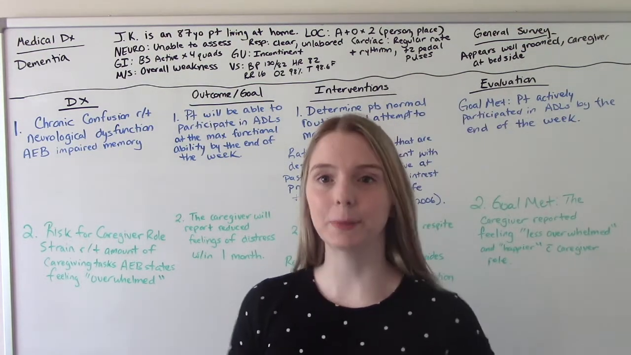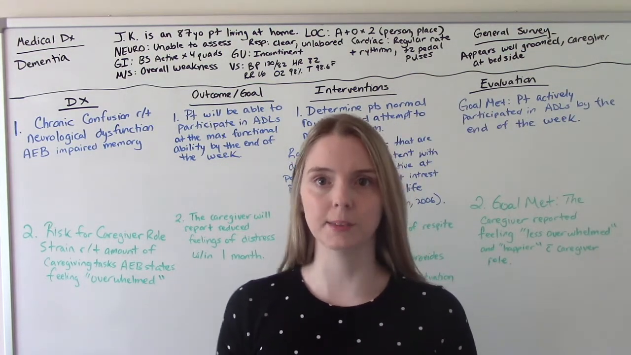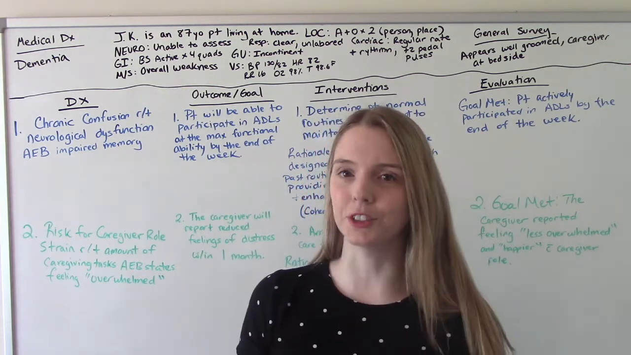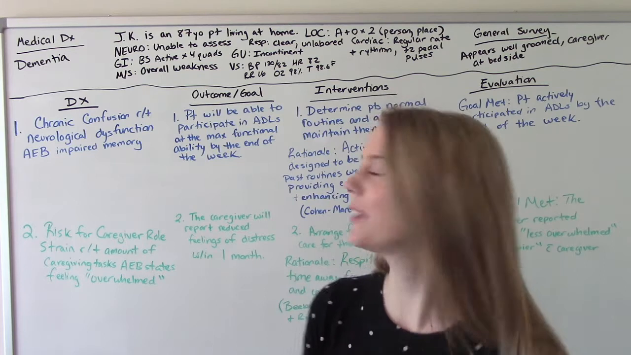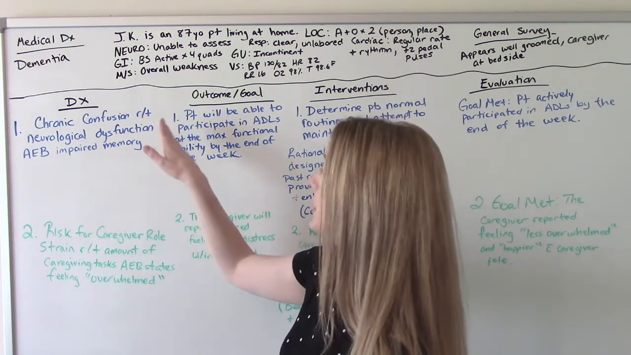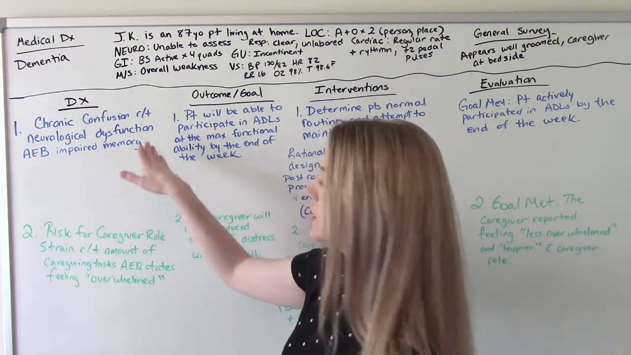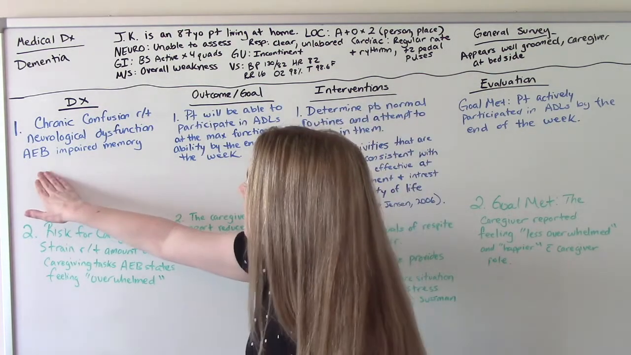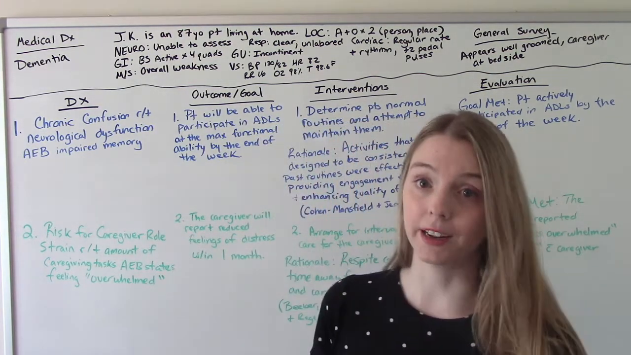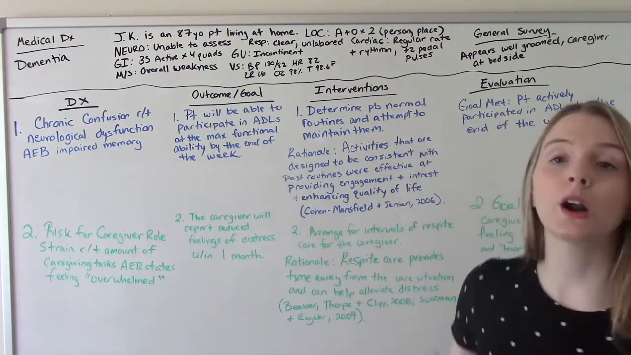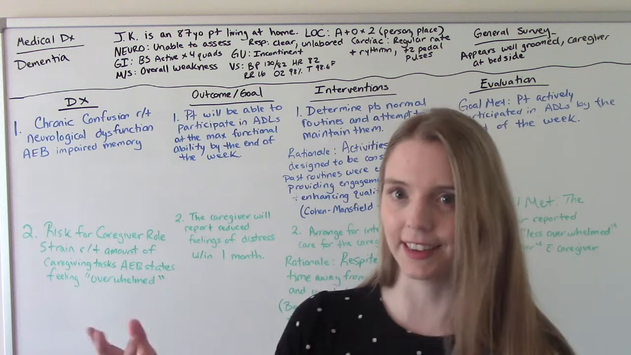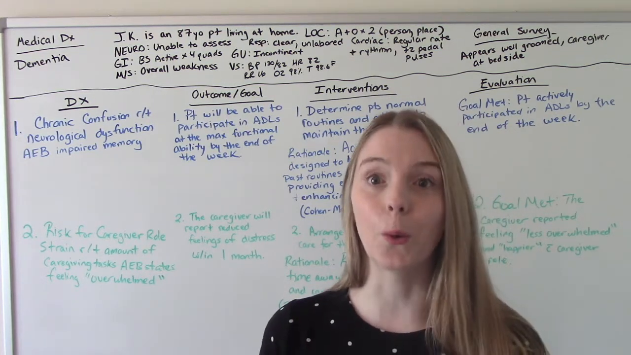Okay, so now let's jump into some nursing diagnoses for this patient. The first one, chronic confusion, goes really well with dementia, right? So chronic confusion related to their neurological dysfunction, aka their dementia, and this is evidenced by their impaired memory. So what would our goal be? This is not something we can cure, right? We can't give a pill and fix it. So what are we going to do? What's a goal for this patient?